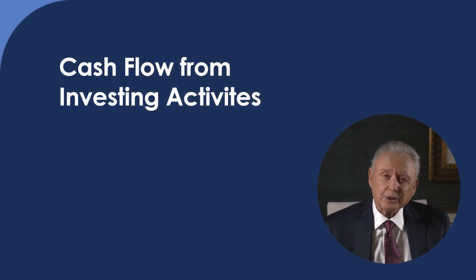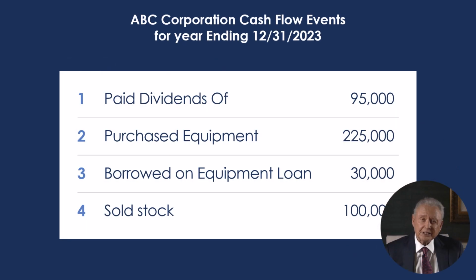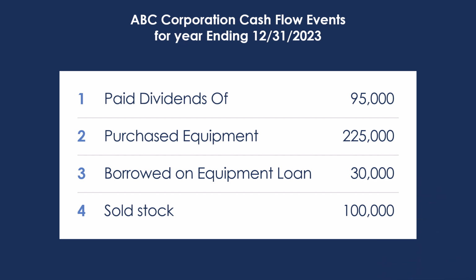The second cash flow category is cash flow from investing activities. Here we record the purchase or sale of long-term assets. Purchases represent a use of cash, and sale of long-term assets represents a source of cash. Here we see four cash flow events. Paid a dividend of $95,000, purchased equipment, $215,000, borrowed $30,000, sold stock for $100,000.